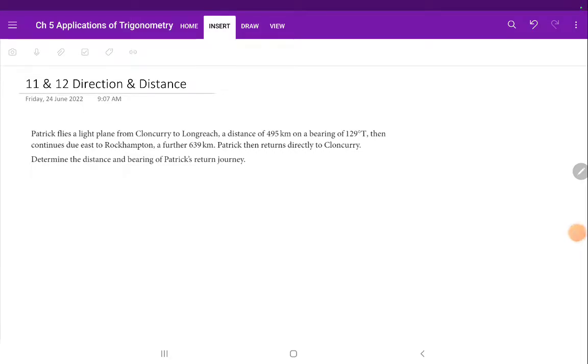Alrighty, let's have another go. We're going to be doing a slightly more complicated word question, and this is going to sort of finish off our bearings.